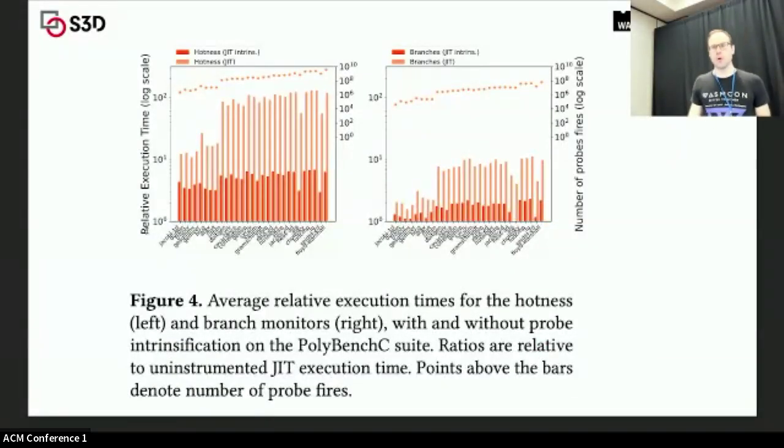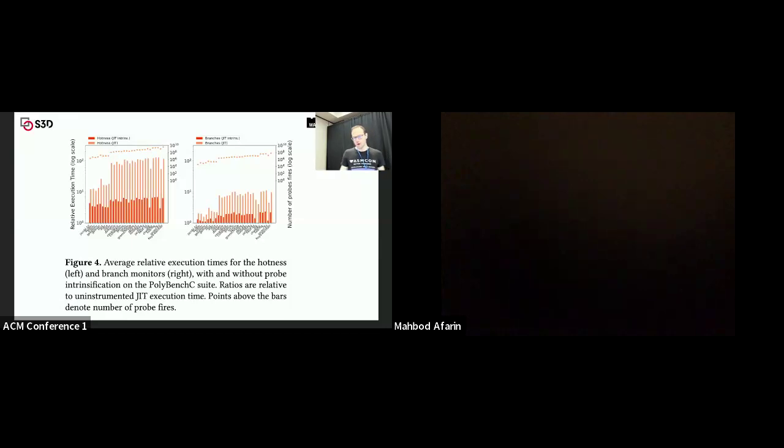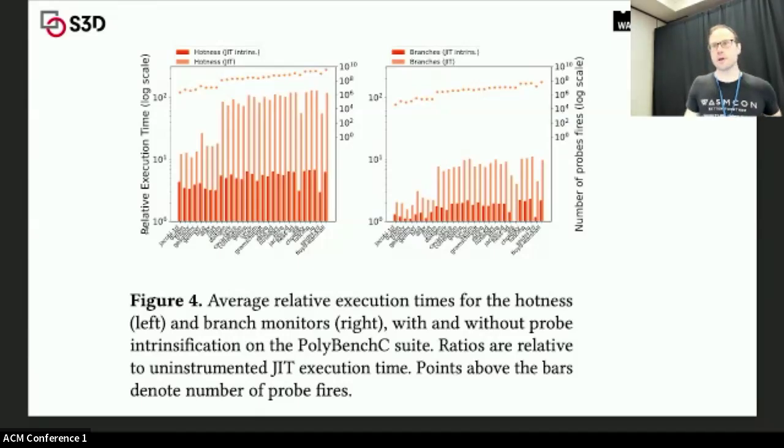Some performance results here. I don't have time to go through all of them, but this is a graph of basically 2 different instrumentation workloads. On the left, this is the hotness monitor, which is one of my favorite names for a monitor. It basically counts the frequency of every instruction in the program. So this is heavyweight. There's a counter for every single instruction in the program. And this is a log plot. You can see that some of the benchmarks have up to 100x overhead, because without JIT intrinsification and optimizing that probe overhead, it's literally a runtime call for every instruction. When we implement the optimization in the JIT compiler, it reduces that overhead by a factor of 10. So we have a hotness monitor that maybe is only 10 times slower than the original code.